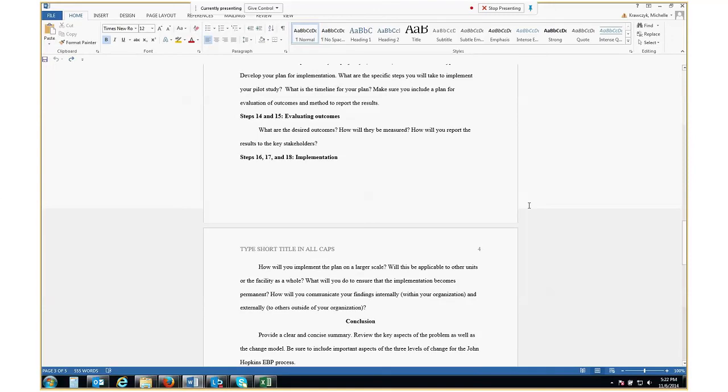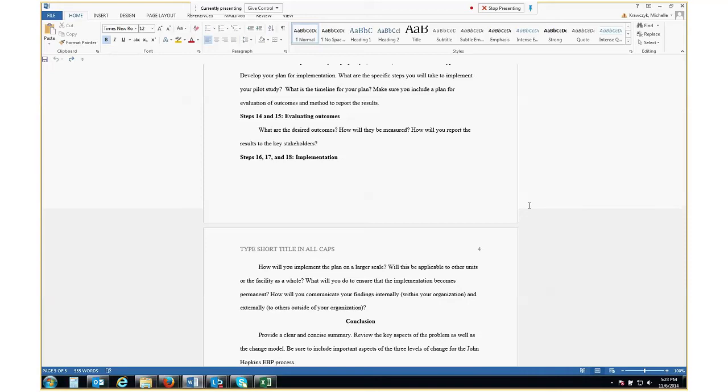Tell me what's your desired outcome. In this case, it's going to be decreased urinary tract infections. How will you measure them? Will you follow them up for 30 days post-discharge? Will it only be while patients are inpatient? Obviously they would be measured by a UA and culture and sensitivity.